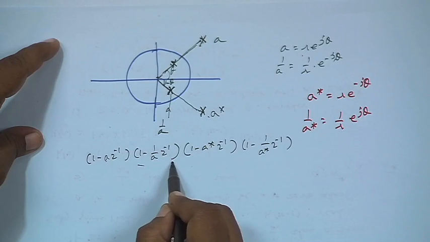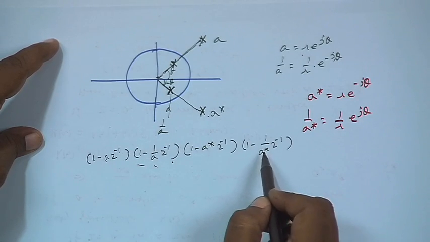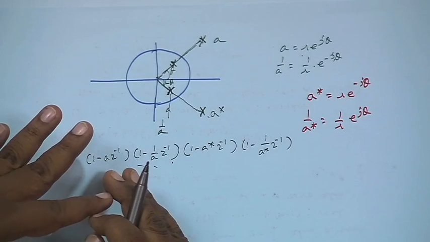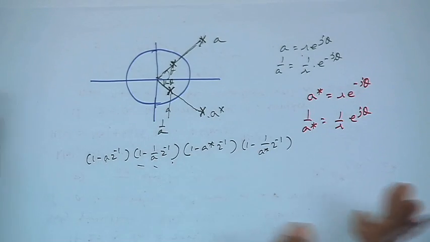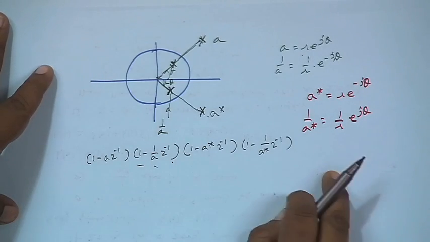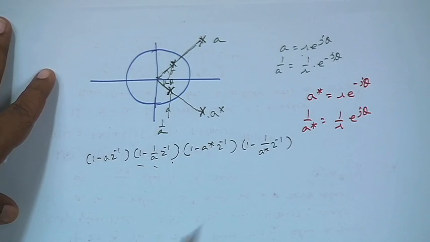So if you multiply them, you will have a second order polynomial with real coefficients. 1 by a's conjugate is 1 by a star. If you multiply these two, you will have another second order polynomial with real coefficients, and then multiplying the two real second order polynomials, you get a fourth order polynomial with real coefficients. So the product is guaranteed to have real coefficients, that is done.